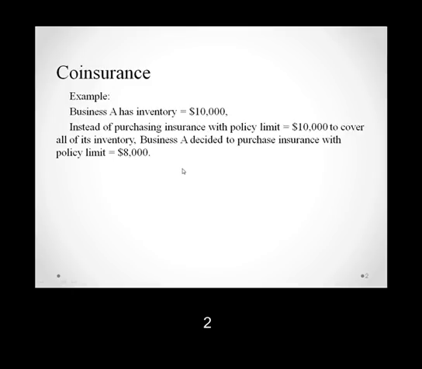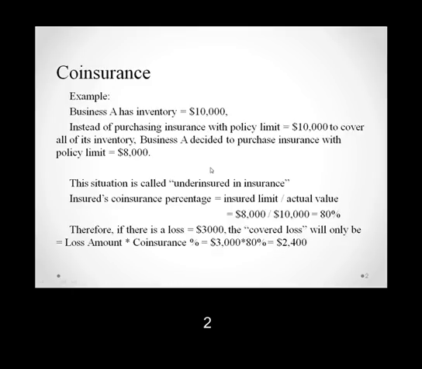So let's take a look at how the loss will be calculated. This situation is called underinsured in insurance. Business A did not purchase enough insurance to cover all of its inventory that equals $10,000. In this case, the insurer's co-insurance percentage will be 80%, and that is calculated by dividing the insurance limit by the actual cash value, and that will give us 80%.